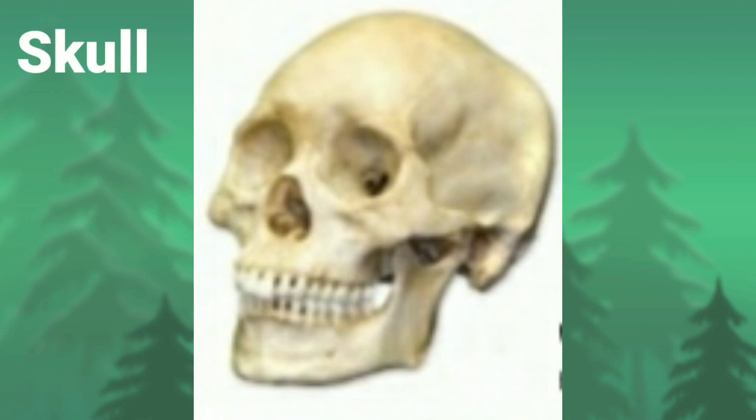Skull. The skull is formed by the bones of the head and face. The bones of the skull are flat and strong. There are altogether 22 bones in the skull, 8 in the head and 14 in the face. Except for the lower jaw, none of the bones of the skull can move. The skull protects the brain and forms the shape of the face.